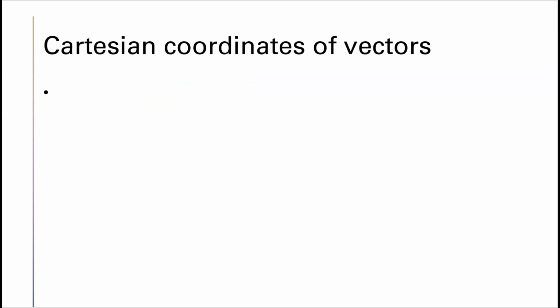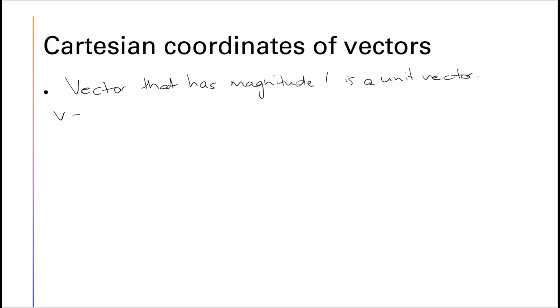Okay, so a vector has magnitude and direction, you know that. And a vector that has magnitude 1 is a unit vector. So, for example, that is not a unit vector because the magnitude is not equal to 1. And you've seen that a unit vector of A is going to be A over the length or the magnitude, like that, in the same direction.